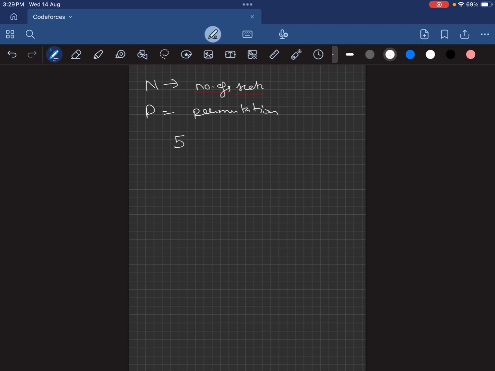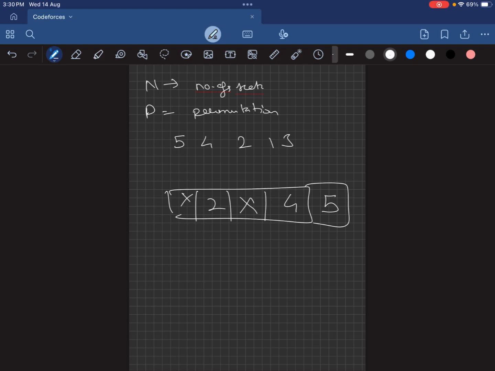Suppose we are given the permutation 5 4 2 1 3, and we have a bus with n seats. In this case we have 5 seats, and initially all the seats are empty. The first person comes and can sit anywhere. The next person can sit only at a position if one of its neighbors is occupied. So 5 will come and sit here. Now 4 will come and sit next to 5. Now if 2 comes, it is sitting at a place whose neighbors aren't occupied, so it is not a valid sitting. We have to report that.